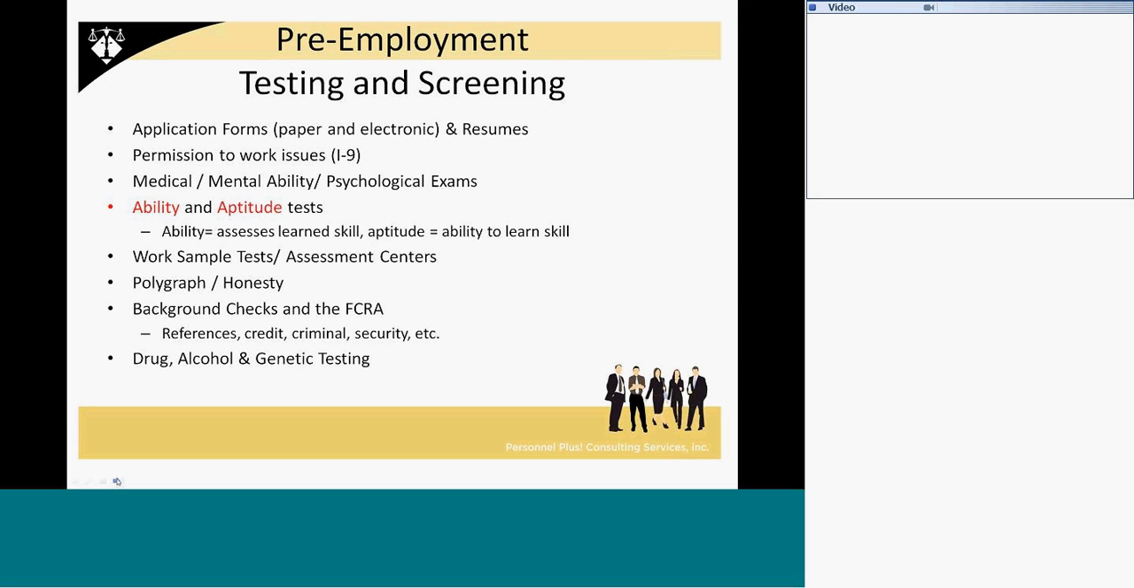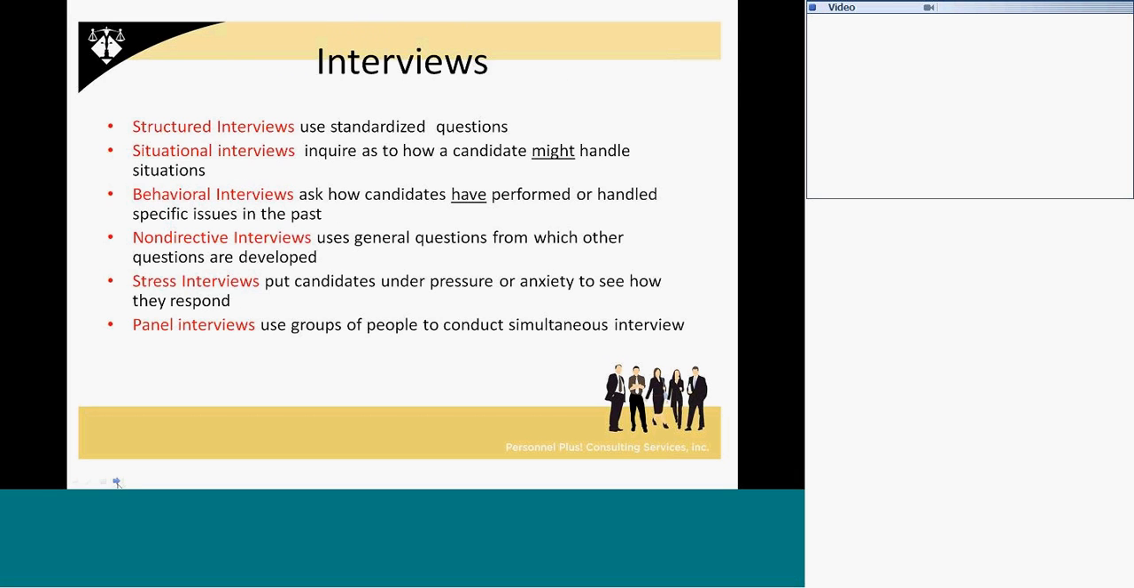So a test can be an application form, it can be a psychological exam, it can be a work sample, like typing tests, it can be a polygraph or an honesty test where those are allowed by law. It could be a background check, could be drug or alcohol or genetic testing, again, where those are allowed. But the message of this particular slide is that all of these techniques for predicting success on the job are covered by the Uniform Guidelines on Employee Selection Procedures.